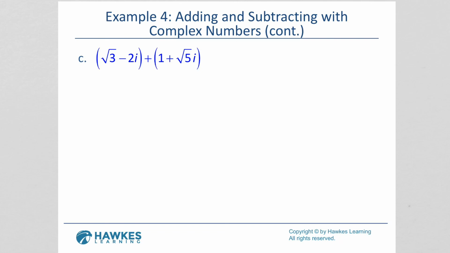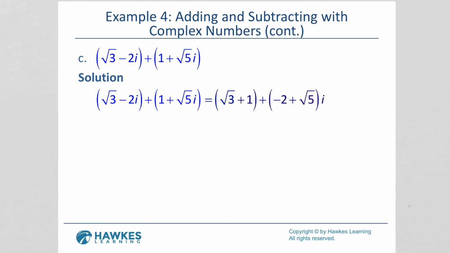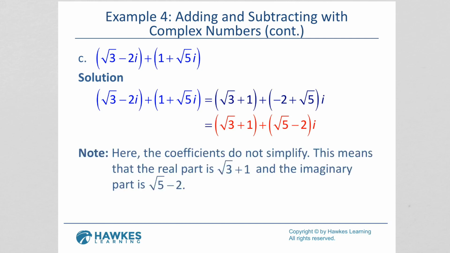Example 4c, we have the square root of 3 minus 2i plus 1 plus square root of 5i. So again, our real parts are the square root of 3 plus 1, and the imaginary parts are negative 2 plus the square root of 5 times i, which ends up giving us the square root of 3 plus 1 plus the square root of 5 minus 2 times i. And here the coefficients don't simplify. This means that the real part is the square root of 3 plus 1, and the imaginary part is the square root of 5 minus 2. So we didn't clean this one up a whole lot.